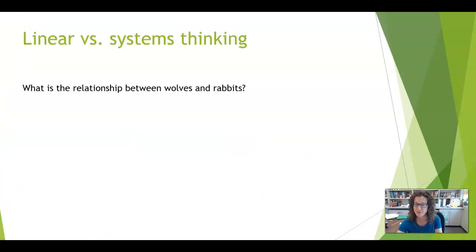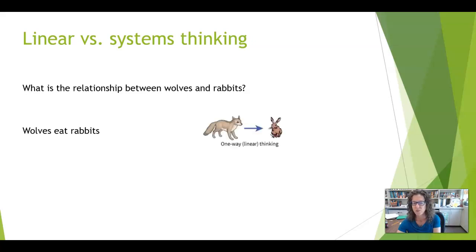If I were to ask you, what is the relationship between wolves and rabbits? You might think, well, this is fairly simple. Wolves eat rabbits. It's a linear relationship. Rabbits are the prey and wolves are the predators. This is a reductionist view, a form of linear thinking. It does not consider the interrelation between the wolves and the rabbits.